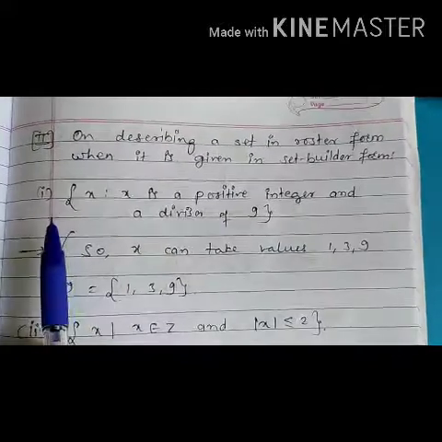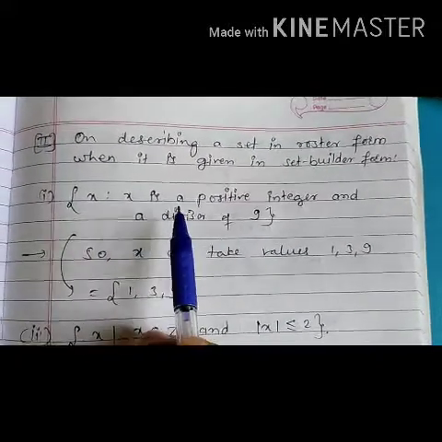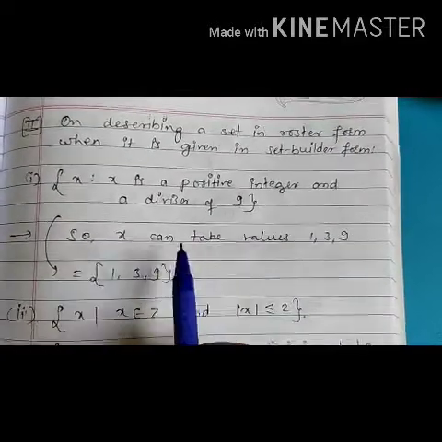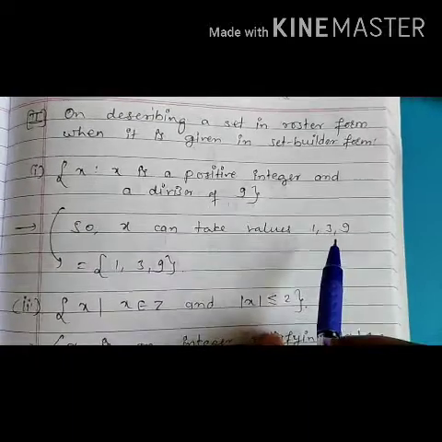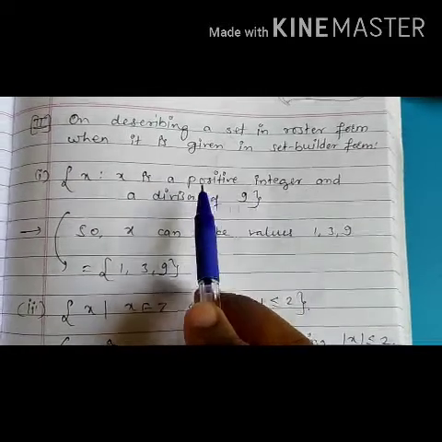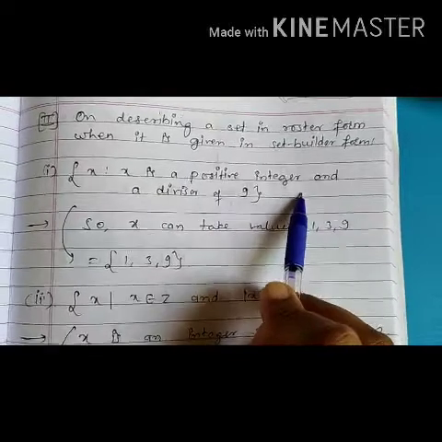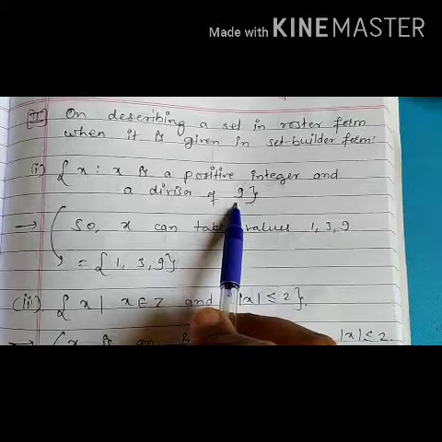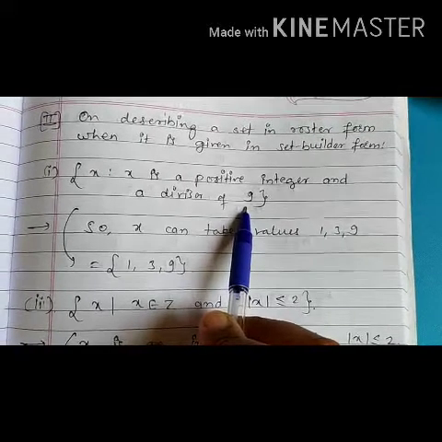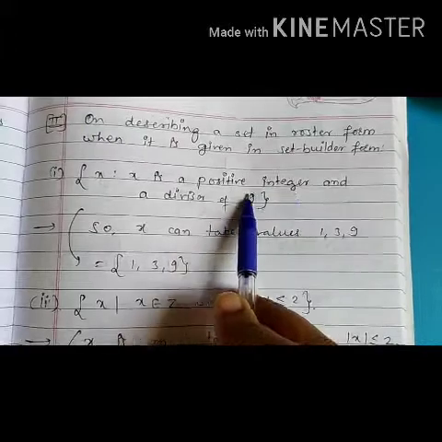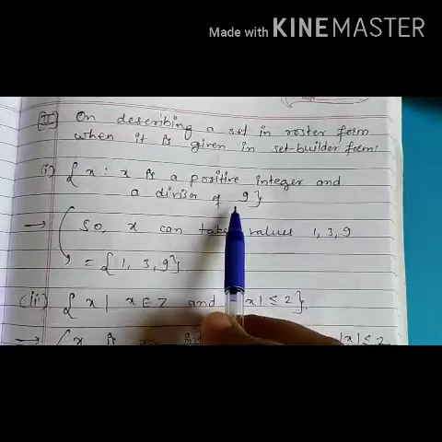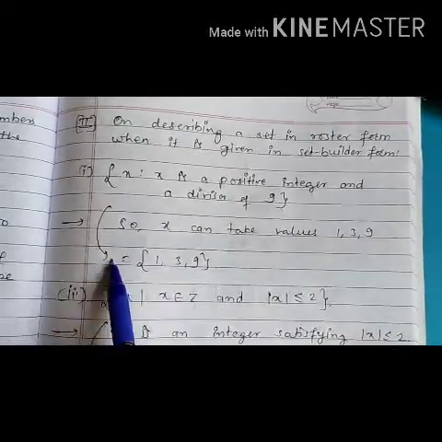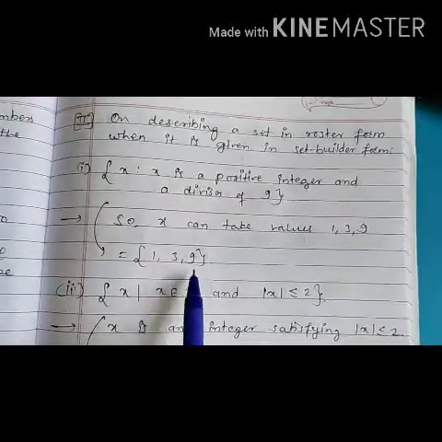Okay, now the first one, set of x such that x is a positive integer and a divisor of 9. So x can take values 1, 3 and 9, because positive integer means it is a natural number only, and we know that the divisors of 9 are 1, 3 and 9 itself. We can take plus minus 1, plus minus 3 and plus minus 9, but we need positive integers, so we'll not take negative values, so it will be 1, 3 and 9. So the required set will be {1, 3, 9}.